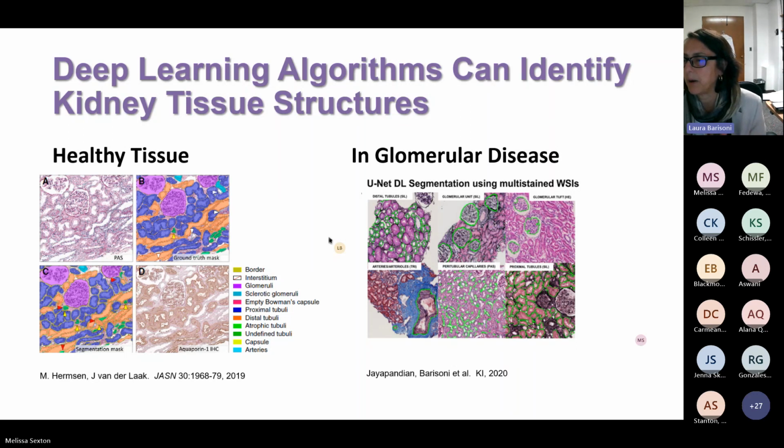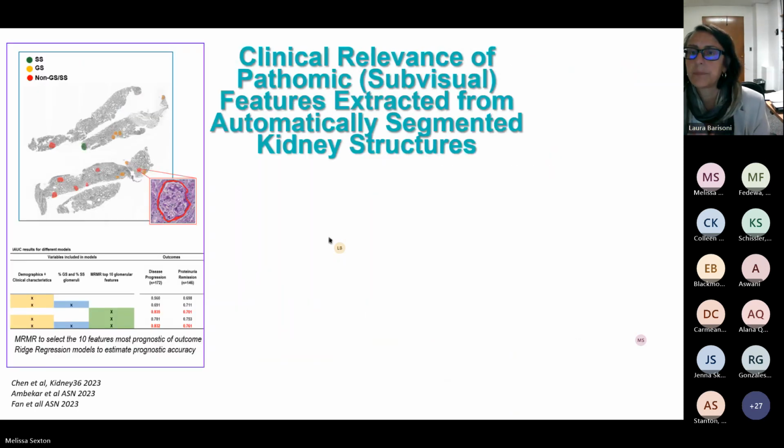This is an example of minimal change disease. So we're able to automatically segment, using all the stainings, peritubular capillary, glomerular unit, so the Bowman's capsule or glomerular tuft, proximal and distal tubules, and so on.